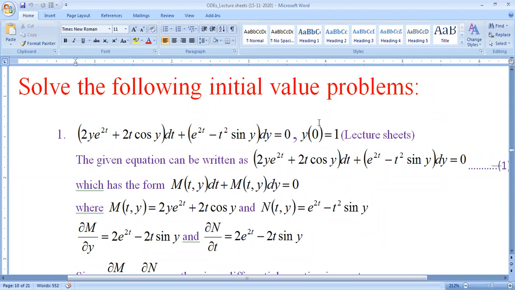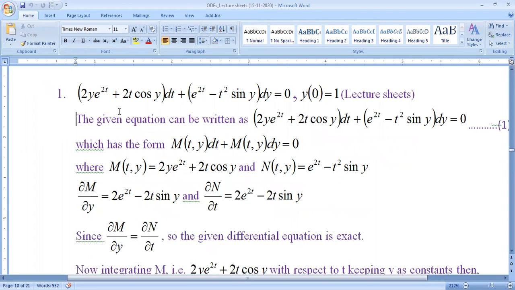Now actually, how to solve the initial value problem? Obviously this is an exact differential equation, and we will test whether it is exact or not. Now, how to solve the initial value problem of a first order ordinary differential equation in the exact case, we will try to understand this.